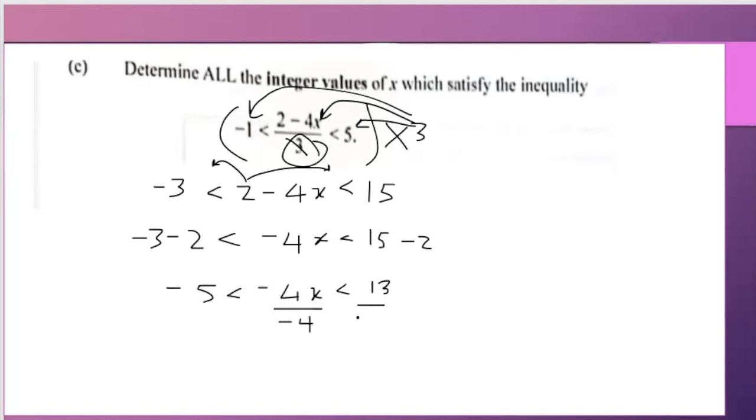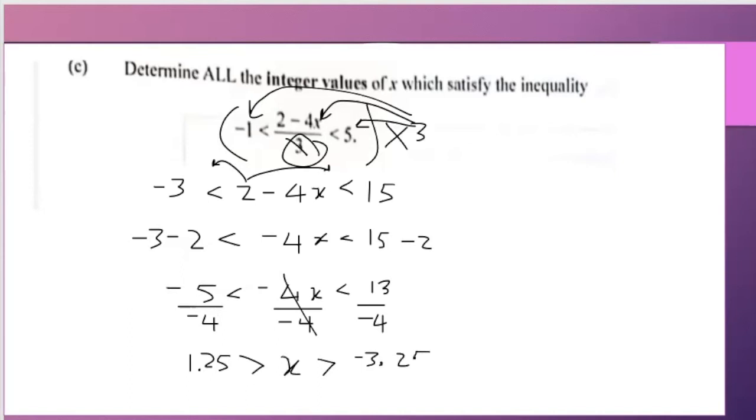But when we divide by a negative number, something happens. The inequality changes. That means when I have negative 5 over negative 4, this is 1.25. And this will be positive x, but I need to change the inequality. I did not do that. Remember to always change it when you divide by a negative number. And then the next part is also going to change, and I'll get negative 3.25.